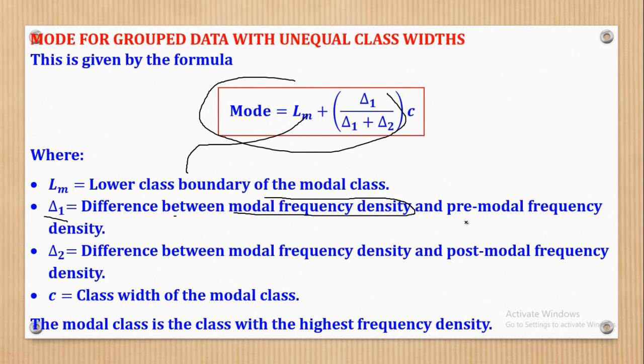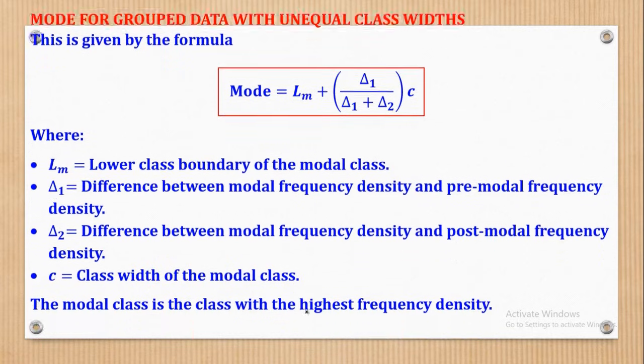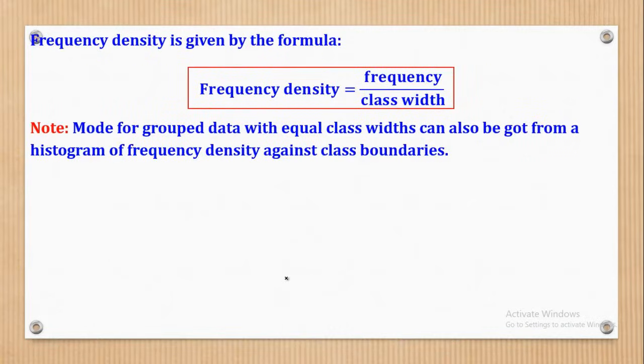Modal frequency density and pre-modal frequency density. So instead of using frequency, we use frequency density. That is the only difference, otherwise the formula is the same. Delta 2 also, frequency density is no longer frequency. C is the class width of the modal class, and the modal class is the class with the highest frequency density. Now here it is no longer the class with the highest frequency, it is the class with the highest frequency density. Now the question is, what is frequency density?